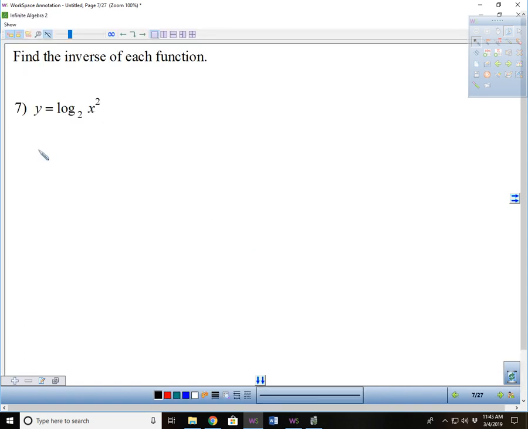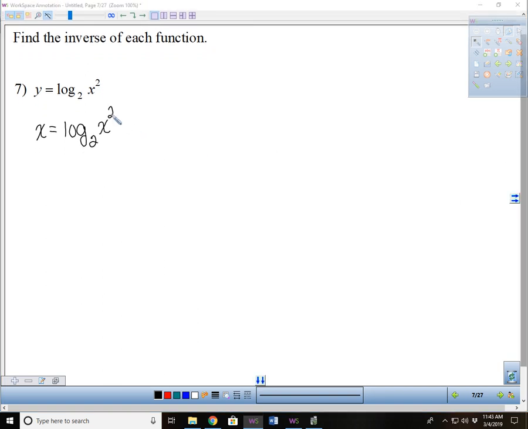All right, same thing here. Find the inverse. So I switch x and y. All right, so I have a power up here, and I know that if I'm taking the log of something with a power, I can move that power to the front.